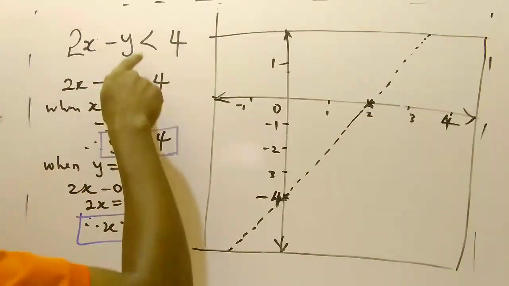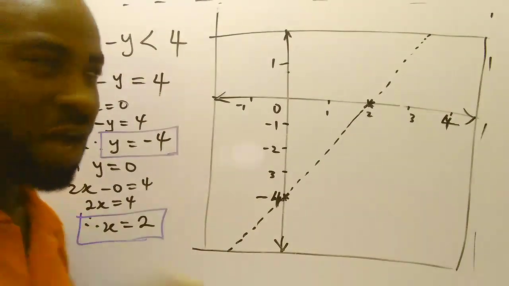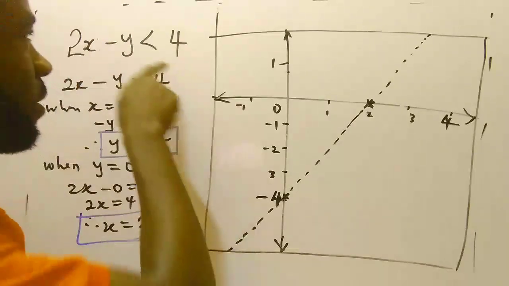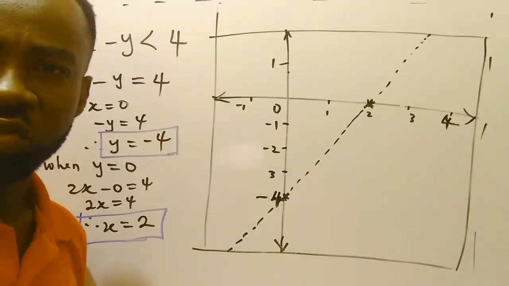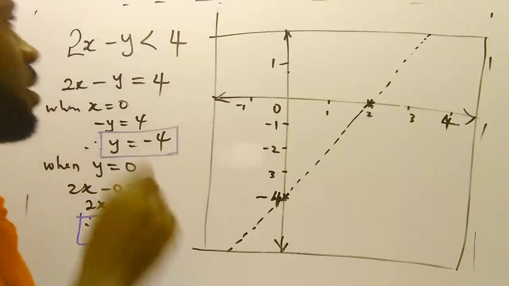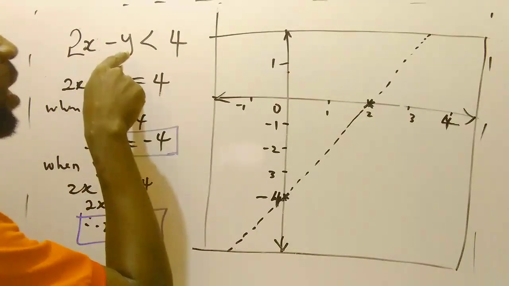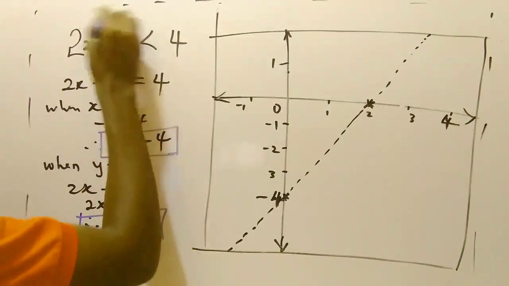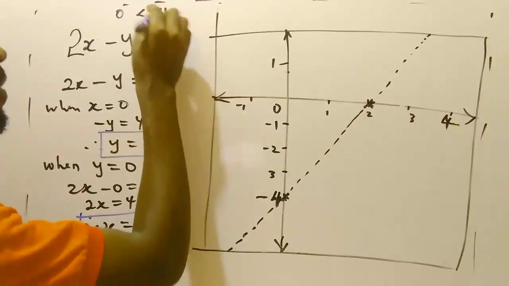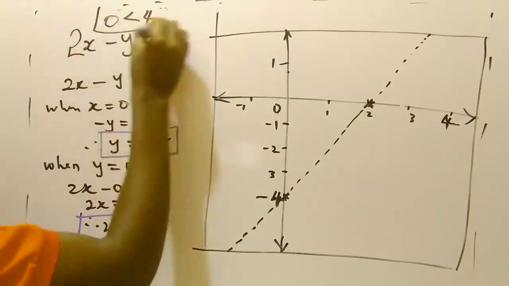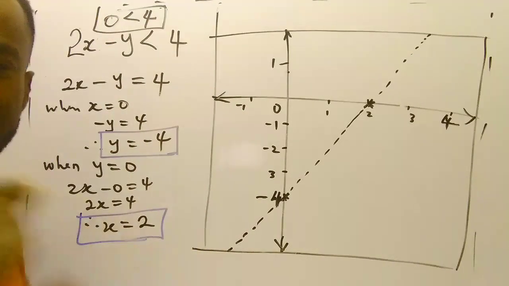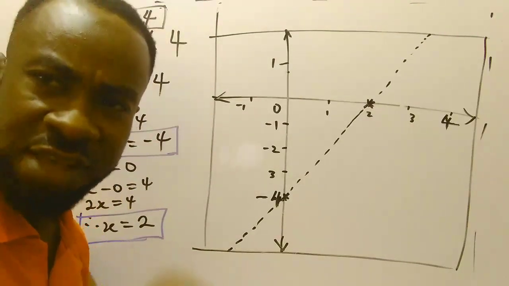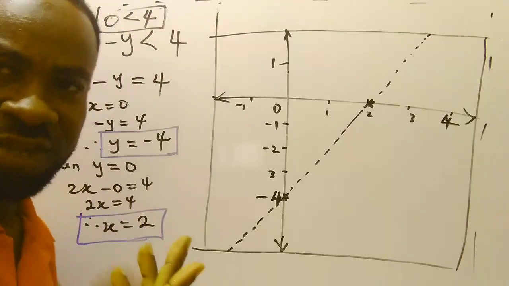Next, after getting this line, the next thing for us to do is to test the validity of this statement. How do we test the validity? Simply put where x is 0 and y is 0. So if x is 0 and y is 0, everything becomes 0 is less than 4. Good. Now you ask yourself, is this statement 0 is less than 4 a valid statement? Is 0 actually less than 4? Yes, it is a valid statement. 0 is less than 4.